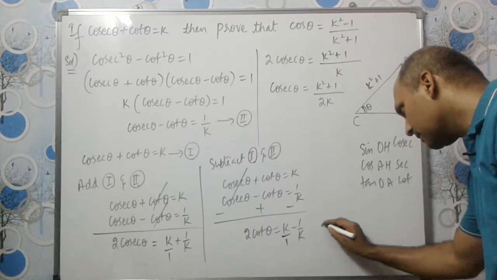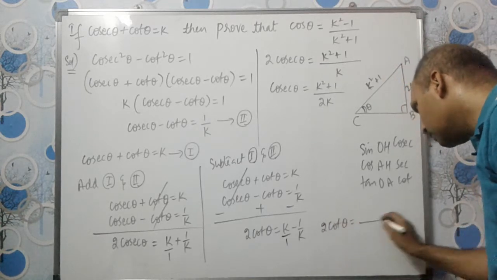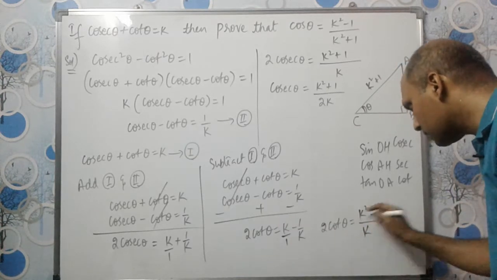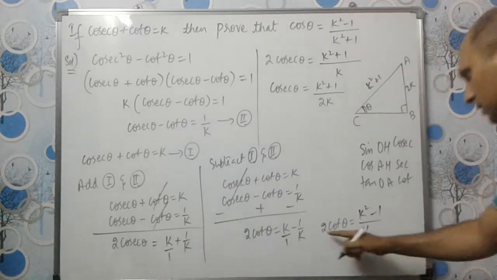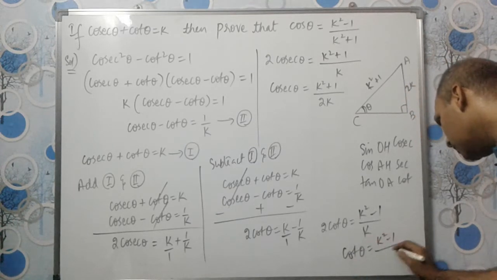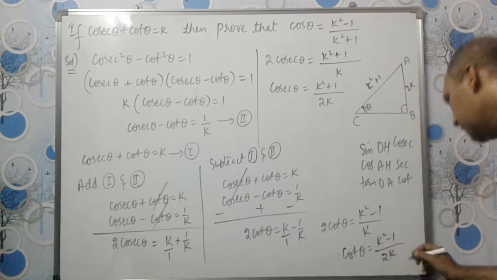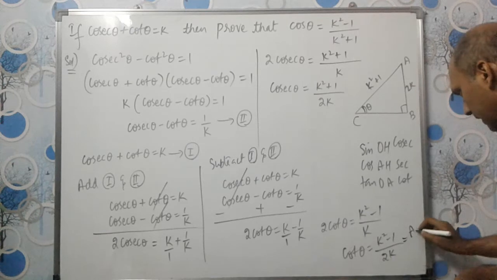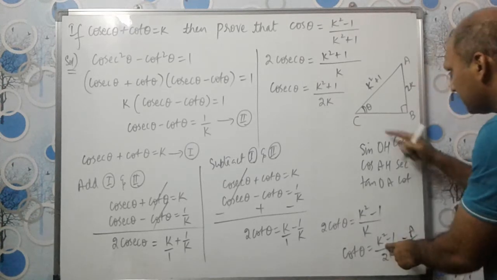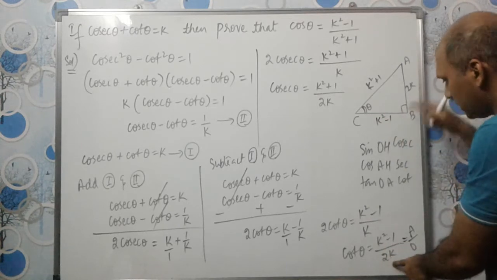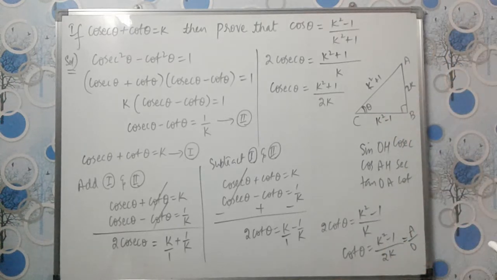Let us simplify this. 2 cot theta is equal to, denominators are different, 1 into k is k, cross multiply, k into k is k square, 1 into 1 is 1. So if you send 2 on the other side, cot theta will be equal to (k square minus 1) divided by 2k. But what is the cot formula? Adjacent by opposite. So this is the adjacent side, k square minus 1, and opposite we already know is 2k. Okay, so we got the 3 sides of a triangle.